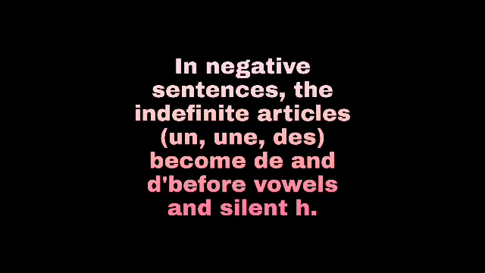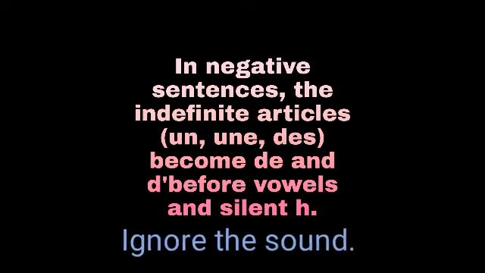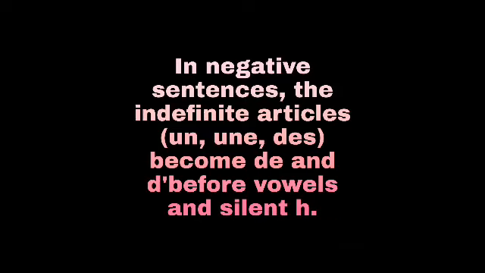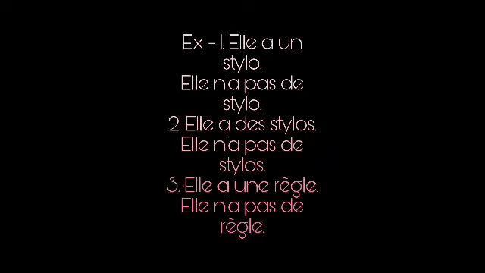Then we come to the negative sentence. In negative sentences, the indefinite articles, the articles indéfinis un, une, des, will become de, and d' before vowels and silent h. Okay, in a phrase, if there is an indefinite article, it will become de, or d' when there is a vowel.